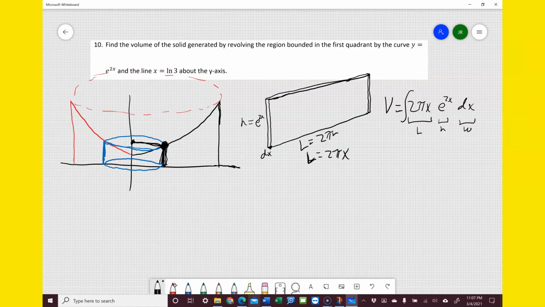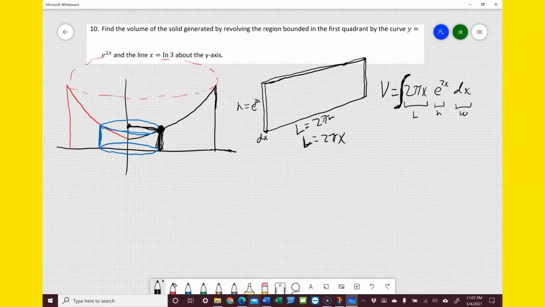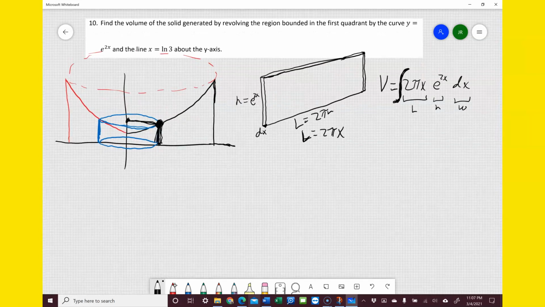If you get it set up like that, I think that's very good. What I don't like about this problem is that even from here, you now have to do this integral by integration by parts. So it not only tests you on setting up a solid of revolution, then you have to actually figure it out by integration by parts. I'm not a big fan of putting both of those together in one problem for students.